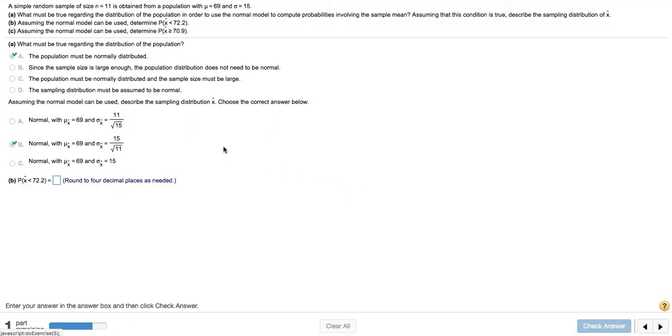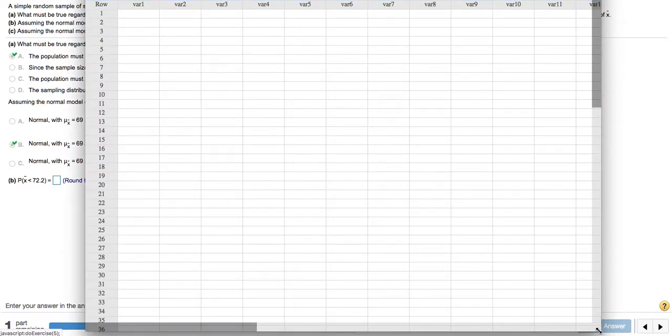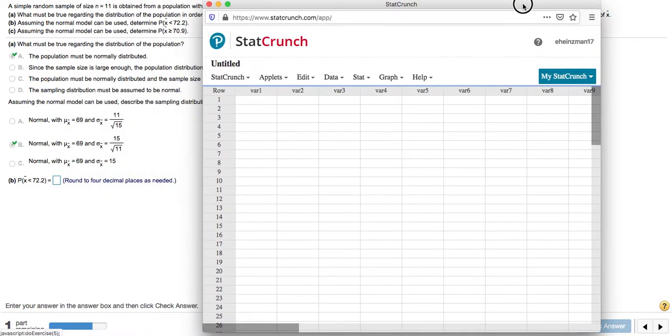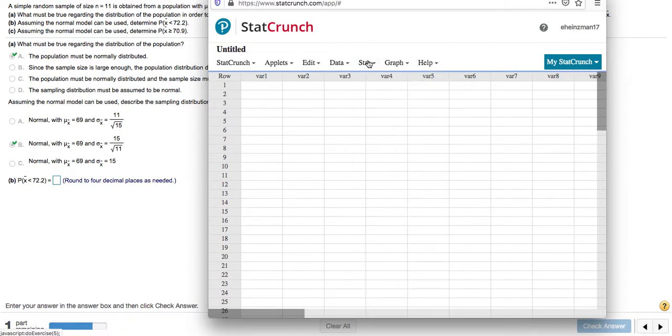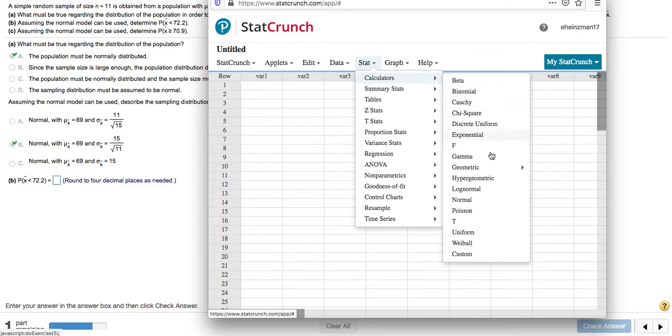Okay, with all this information, what we'd like to do now is figure out the probability that the mean is strictly less than 72.2. This is going to be done within StatCrunch. I'm going to open up StatCrunch and specifically go into the calculators. So I'll go Stat, Calculators, and select Normal.